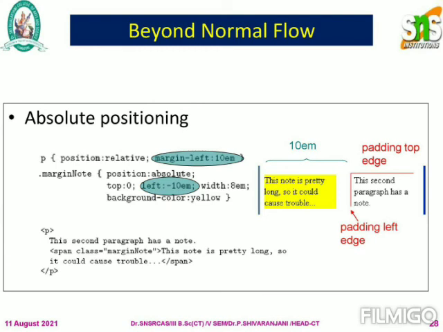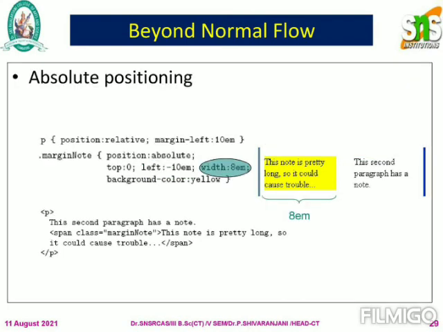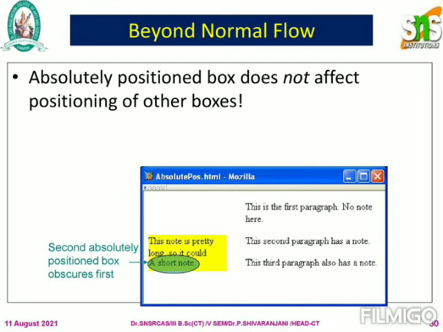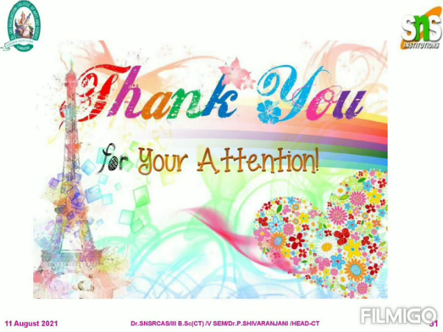Now the width has been adjusted to 8 em. In the previous example, the width was adjusted to 10 em. The next point is that an absolutely positioned box does not affect the positioning of other boxes. Second, absolutely positioned boxes will be placed exactly at the particular location. That is the diagram we have seen here.